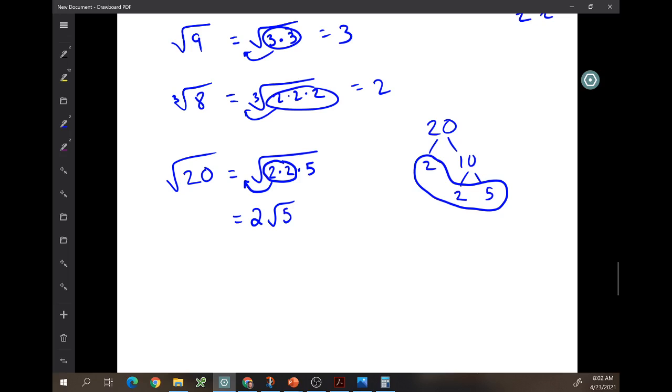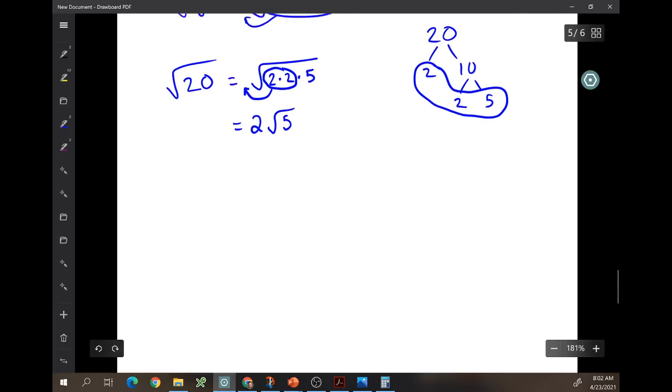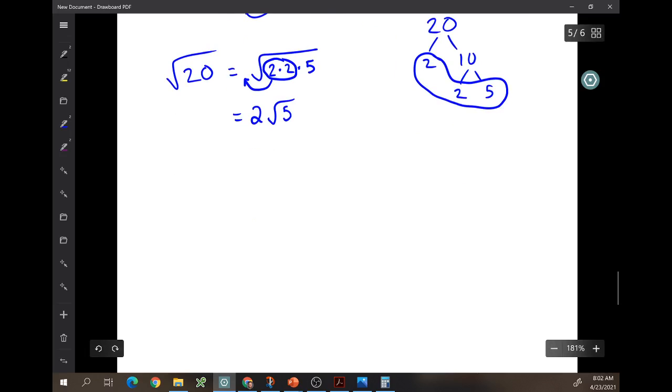We're going to take out any pairs that we get, and then the inside will basically stay what it is. So we could do a couple of more complicated, a little bit more tricky examples with this. For example, maybe we would do something like the square root of 80 or the square root of 45, something like that. Let's try 45 first.